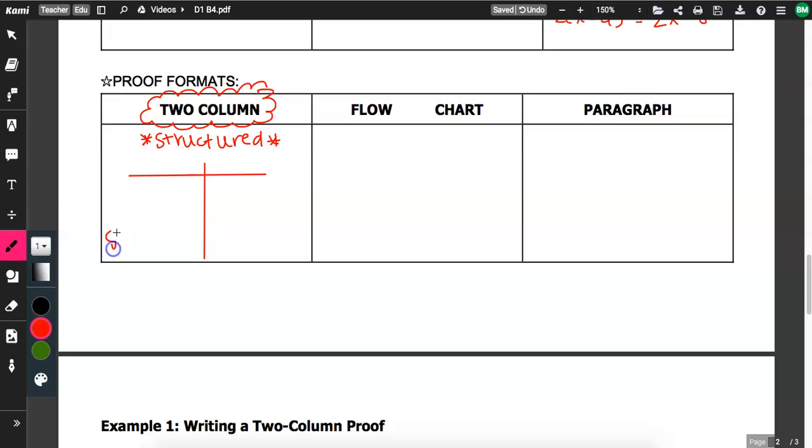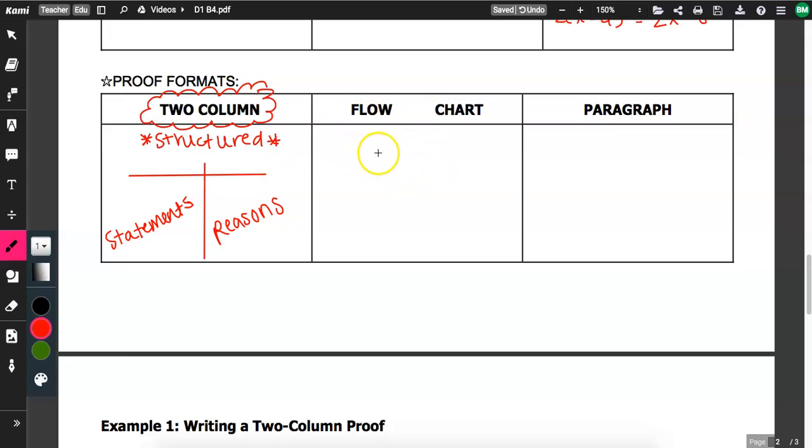On the left, you have all of your statements, and on the right, you have your reasons why that statement is true. So for example, from the dog example, we would say that Fifi is a dog, and the reason would be because all Labradoodles are dogs, right? So we'll practice this a bunch. That's how we write the proofs.